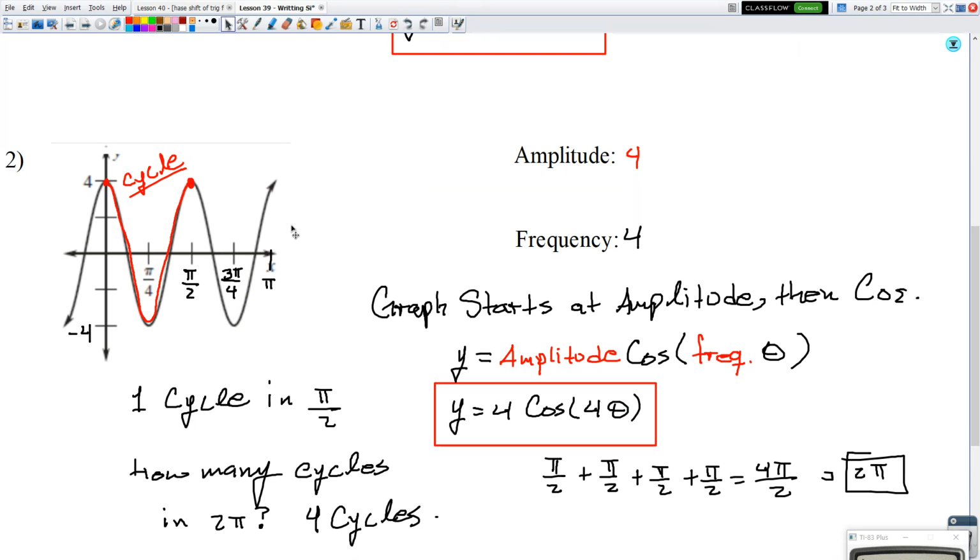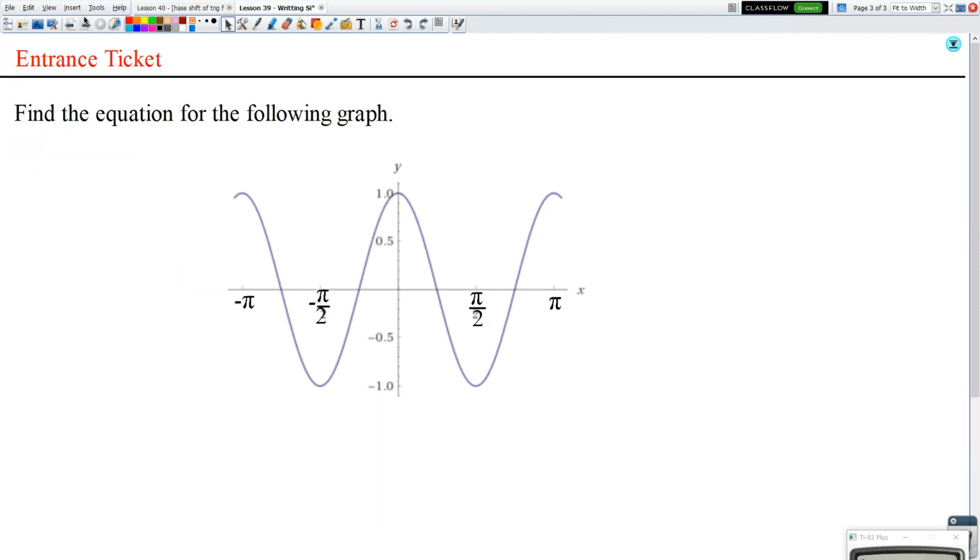Now, this completes the lesson for today. So here is your entrance ticket. Find the equation for the following graph.